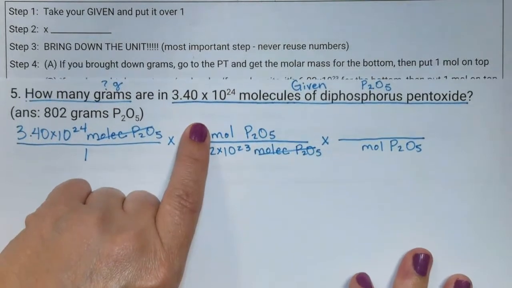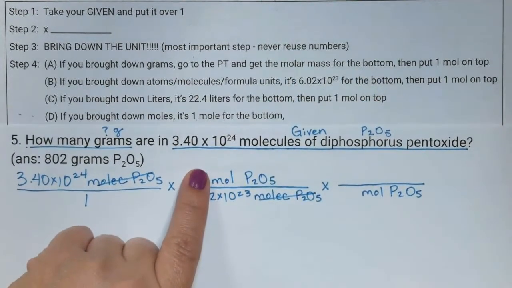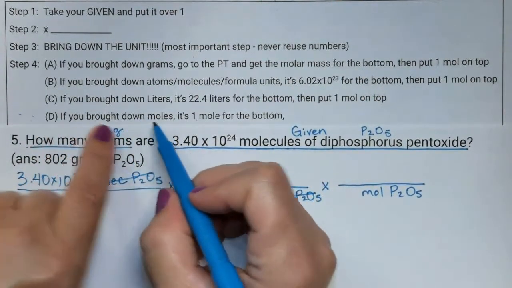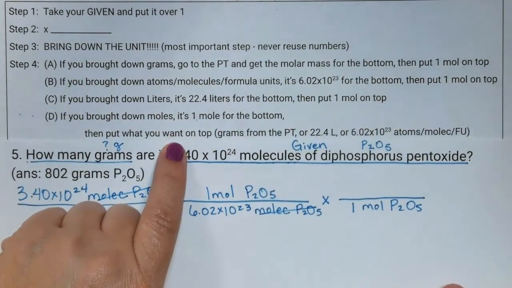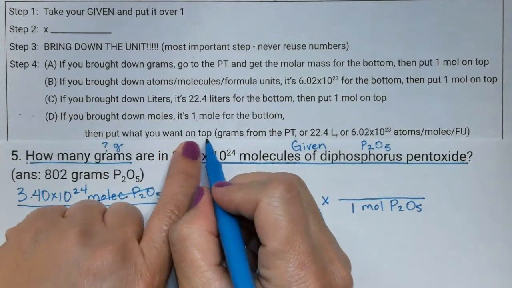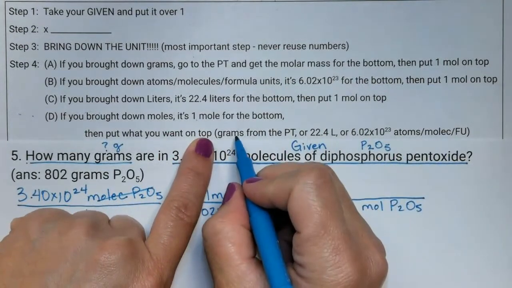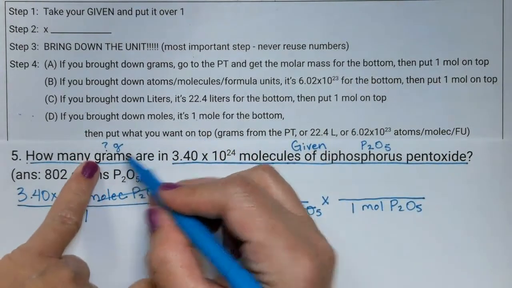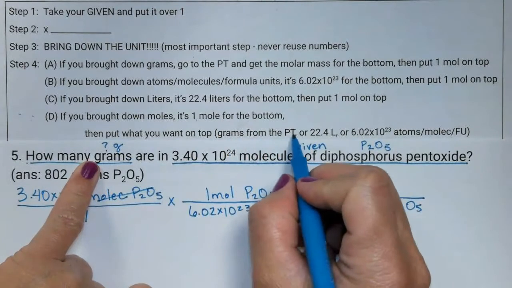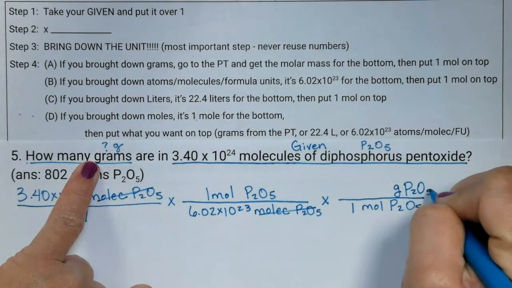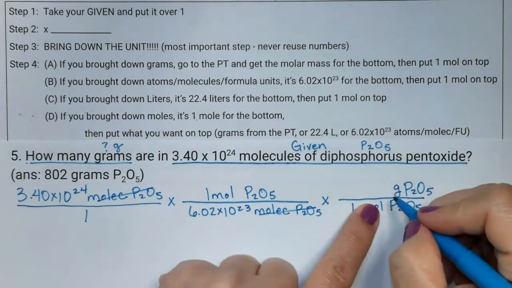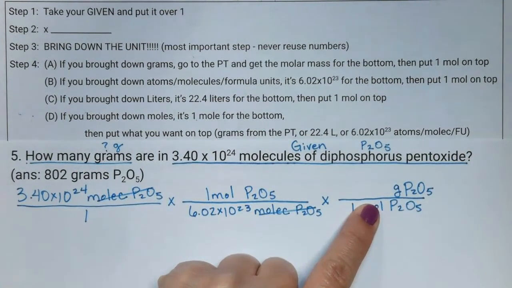And then step 4, if you brought down moles, which is letter D, then you're going to put 1 mole on the bottom. And on top, we can put anything that we want. So because we want to end up with grams, we're going to put grams and we're going to go get them from the periodic table. So grams P2O5. And now let's go add them up on the periodic table.